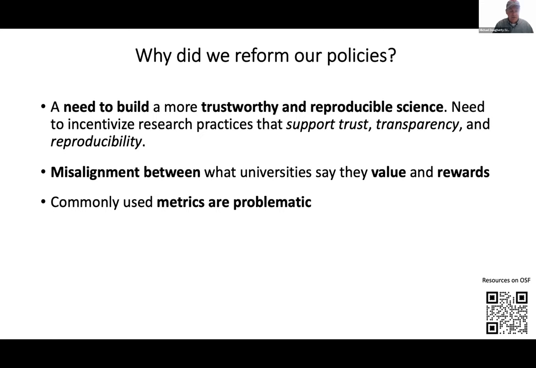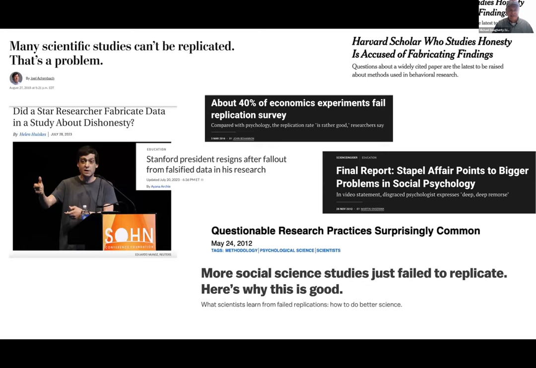Okay, so I said one of the impetuses for our reform efforts was the reproducibility issues. If you weren't familiar with this, many of you might recognize some of these headlines. I just pulled these together. Literally, it took me about 15 minutes to identify these 15 headlines simply by Googling academic dishonesty or something like that. I can't remember what my Google term was. But the problem here is this is what the public sees, right?